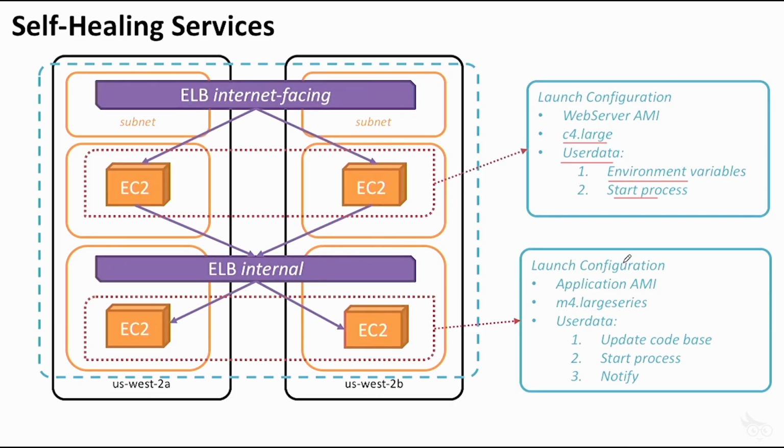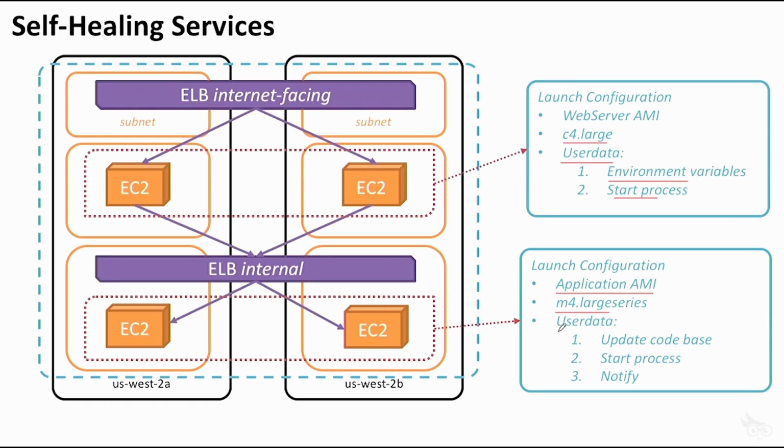In our private backend service behind the internal load balancer, we also have an auto-scaling group with a launch configuration that leverages a different AMI. Perhaps this is an application AMI that already has our application installed and configured, but this one will use the M4 large rather than a smaller server because perhaps our application needs more memory.